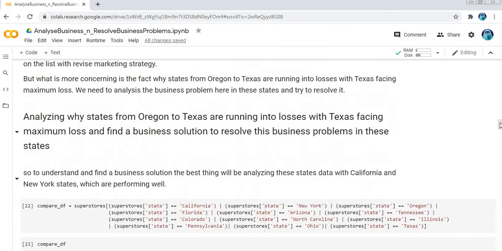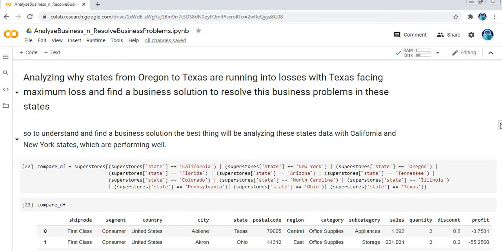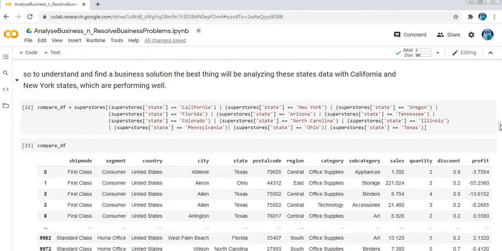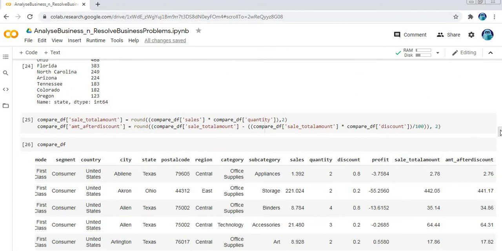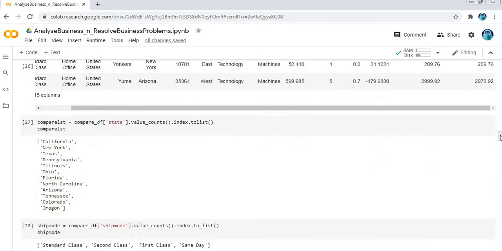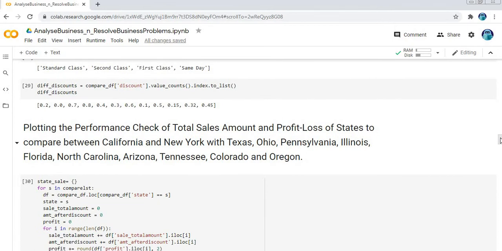So let's move forward. Now, to understand and find the business solution, the best thing is to analyze these 10 states' data with California and New York, which are performing well. So here we are again making a customized data set for our analysis. Okay, so this is what it is. And now we are plotting the performance share of total sales amount and profit or loss of the states to compare California and New York with Texas and all the 10 states which are going into loss. So let's move forward.